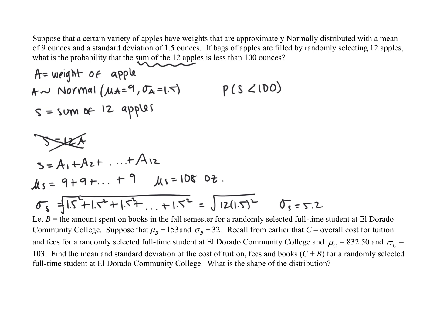Okay, so before we can calculate that probability, we need to put it together. S is going to be normal. If the apple weights are normal, if we add a bunch of them, the sum is also going to be normal. And we now know that the sum has a mean of 108 ounces and a standard deviation of 5.2 ounces.